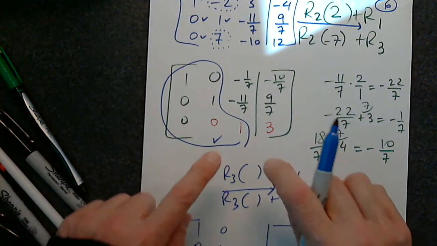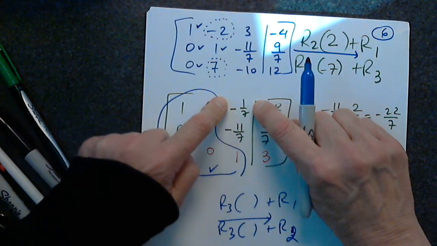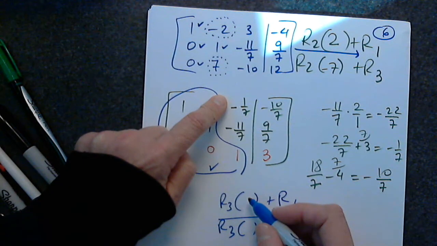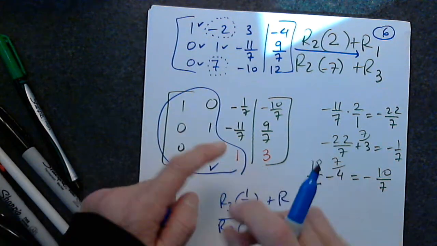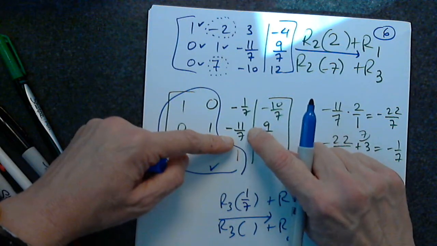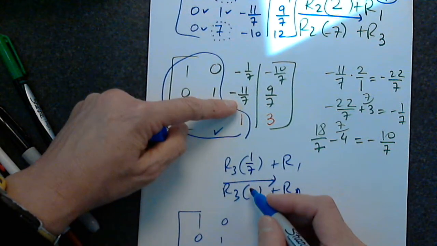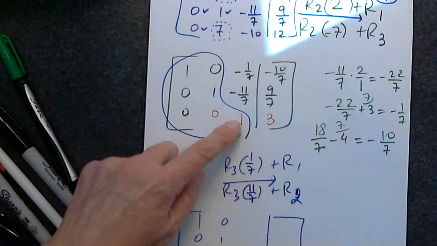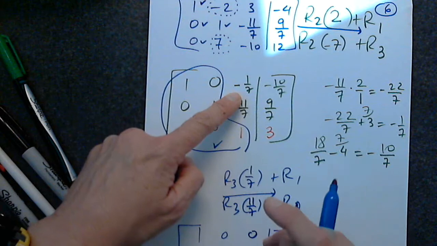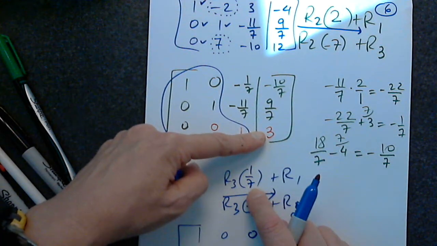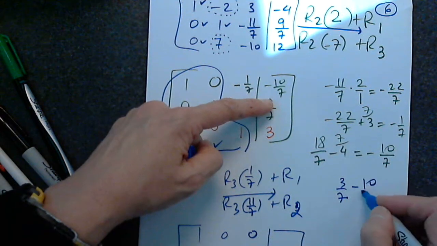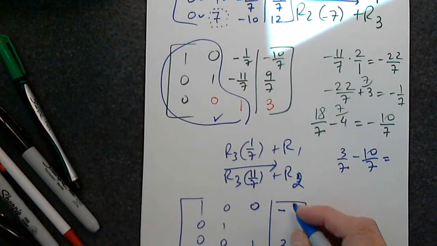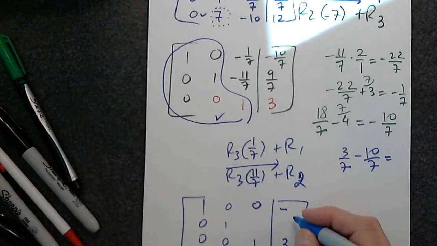Okay. So what do I multiply 1 by so that when I add it to negative 1 over 7, I get 0? Very good. What do I multiply 1 by to add it to negative 11 over 7 to get 0? Yes, very good. So then, 1 times 1 over 7 minus 1 over 7 is 0. 3 times 1 over 7 is 3 over 7. Minus 10 over 7 is negative 7 over 7, which is negative 1.